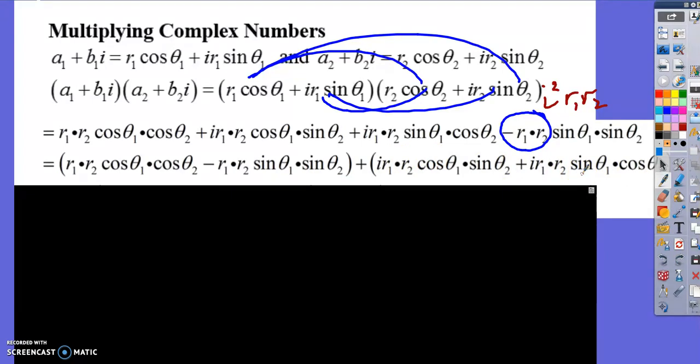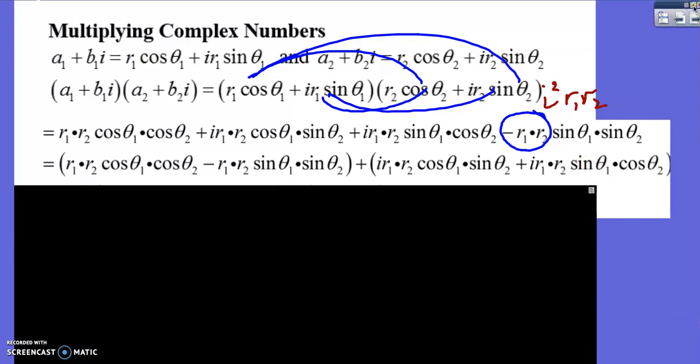This is just complete reorganization. So this is just the commutative property where I've rewritten things. I haven't done anything. I've just changed order and put some grouping symbols around it to kind of look at this two separately.